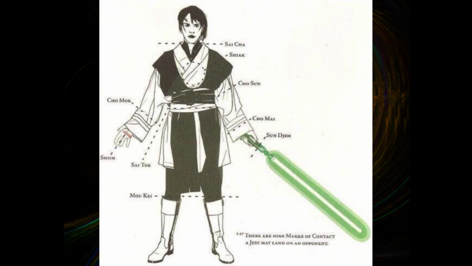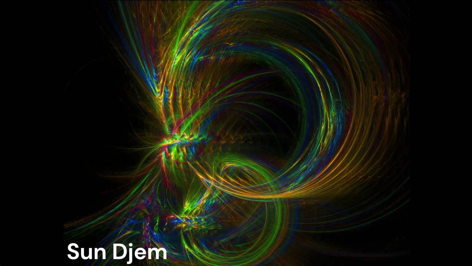The marks of contact were taught as a way to describe the objectives of lightsaber maneuvers, each mark designating a certain point to attack. Sun Gem was the act of disarming one's opponent without causing physical harm to the foe, such as when Count Dooku cut Anakin's offhand lightsaber in half, destroying the weapon.